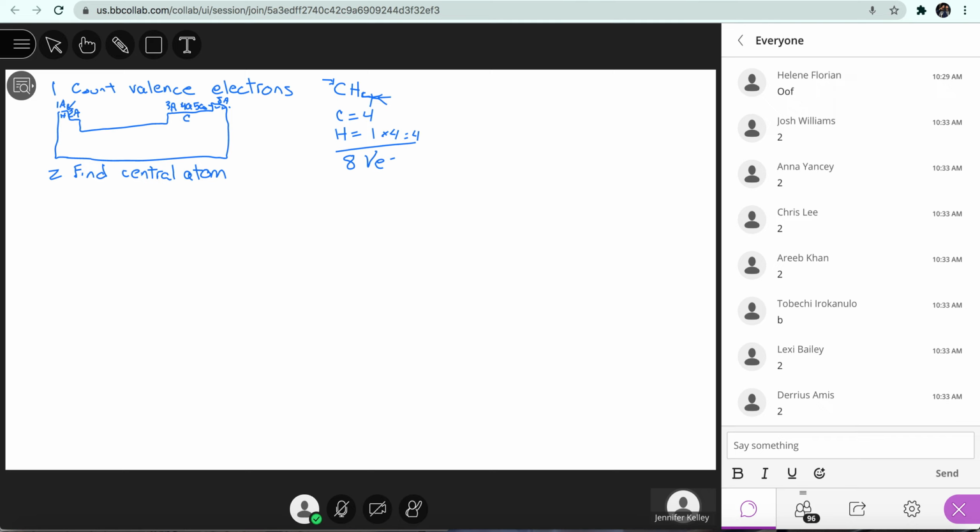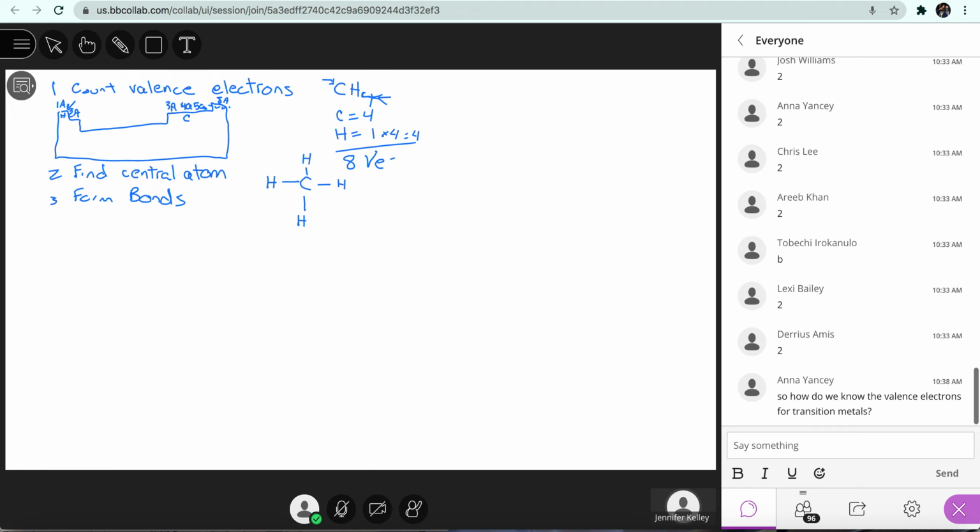But carbon can make 4 different bonds. Hydrogen can only make 1 bond. So hydrogen can't have more than 2 electrons. So that would be putting carbon in the middle. We're going to form the bonds. Right? Now we're going to count up how many bonds we used. Let's see.